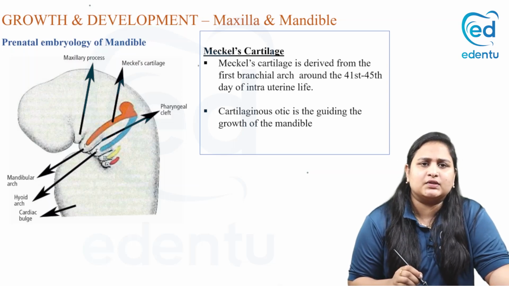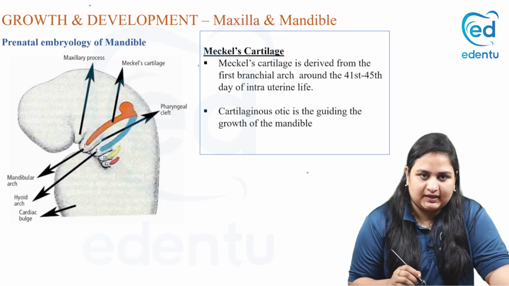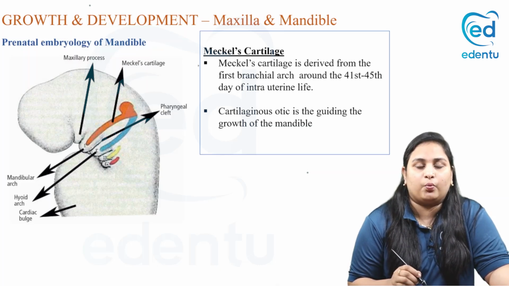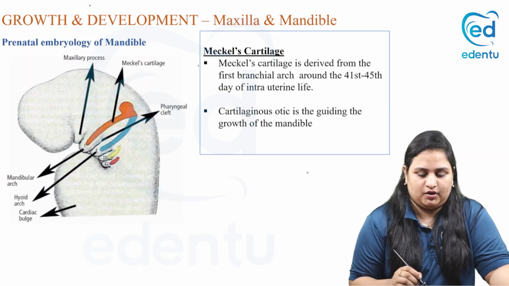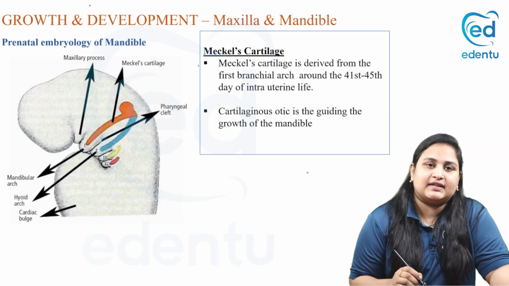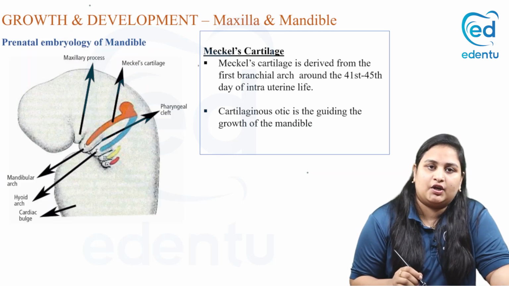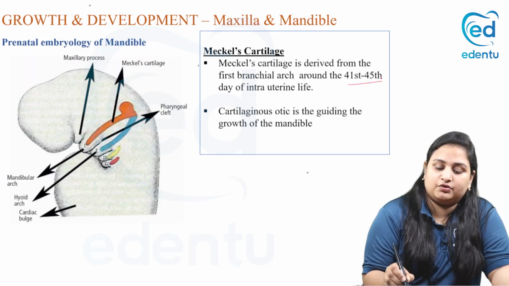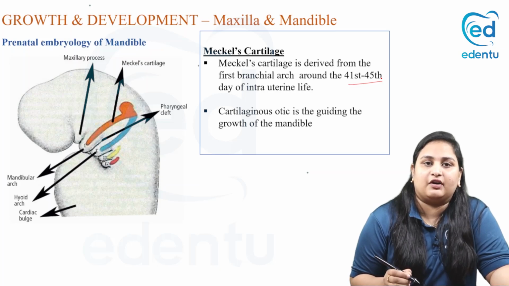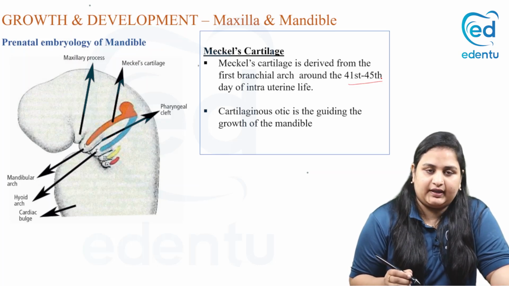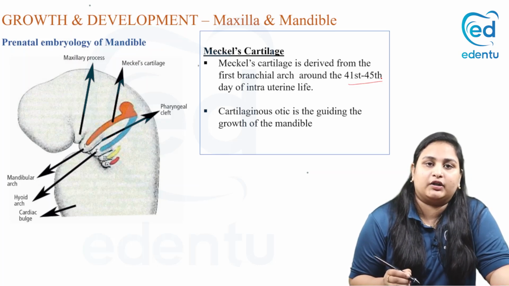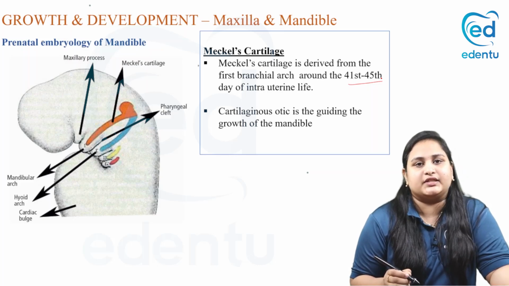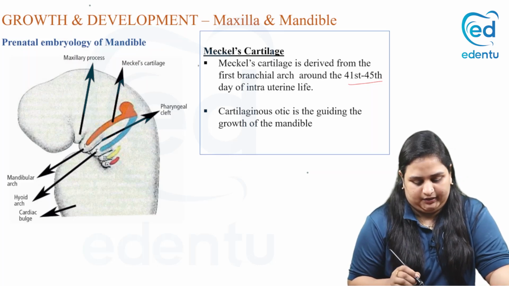Mandible is also on the same note, and has a precursor called Meckel's cartilage, which paves the way for the development of the mandibular bone in future. So this Meckel's cartilage is derived from the first branchial arch during the 41st to 45th day of intrauterine life. Then it progresses through the otic capsule and lays its foundation for the future mandible.